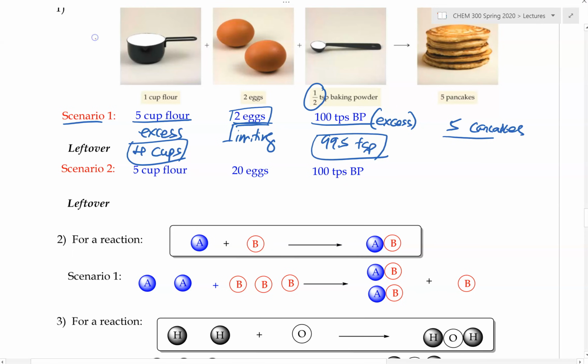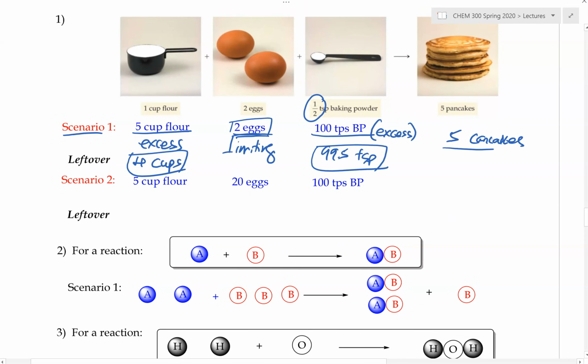So here is scenario 2. In this case, again, let's say we follow this same recipe to make pancakes. And now we have 5 cups of flour, 20 eggs, and 100 teaspoons of baking powder. If I have 5 cups of flour and every cup of flour requires 2 eggs, then we would be required to use 10 eggs, right? And now we have 20 eggs.